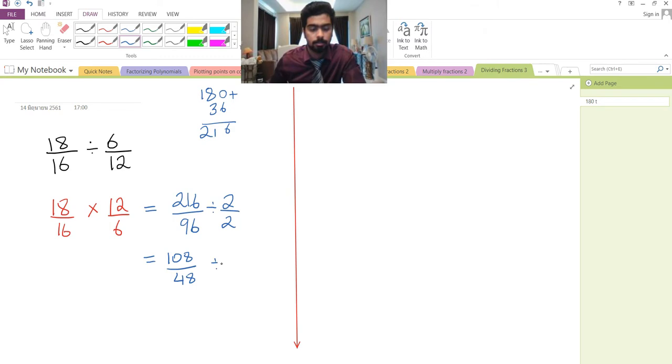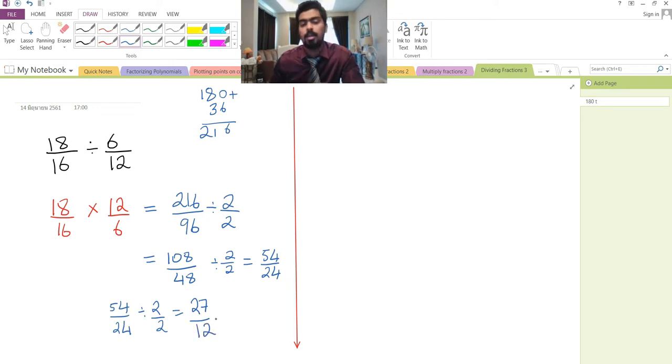Then again divide this by 2 over 2. Then we would have 54 over 24. Then what would we have again? We get 54 over 24 divided by 2 over 2, which would give us 27 over 12. And now finally, we know for 27 and 12 the greatest common factor is 3, so we divide by 3 over 3, which would give us 9 over 4.